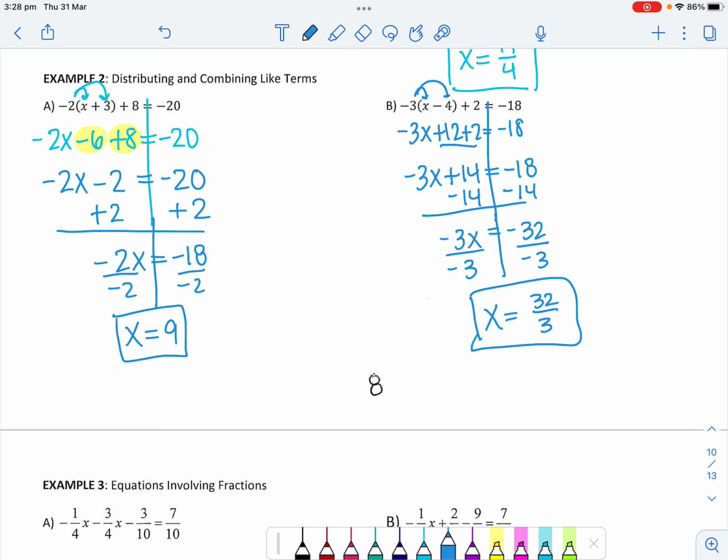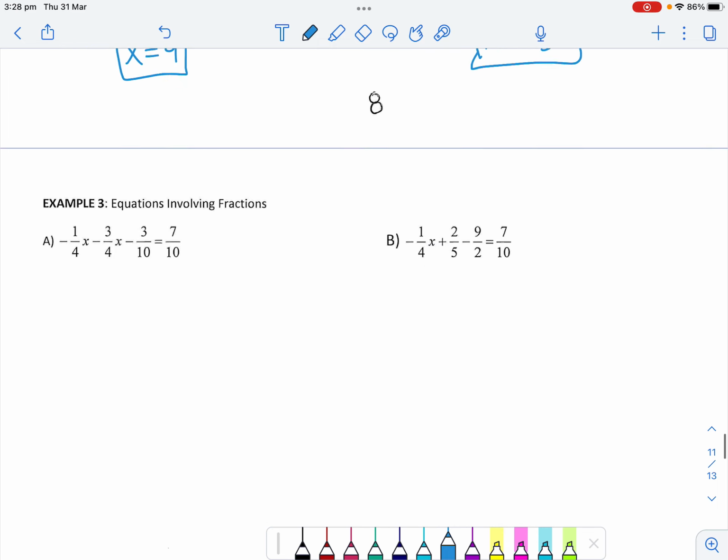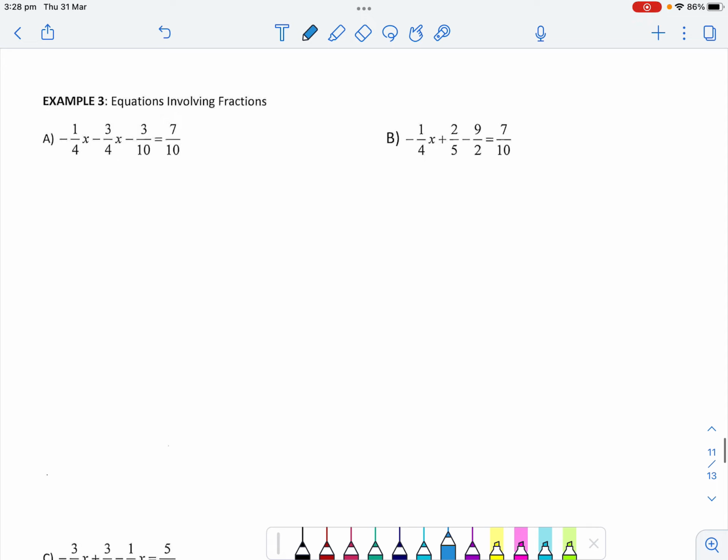So there's that. So we've got distributive property and combining like terms. And now we're going to do some equations involving fractions. Now for these equations involving fractions, the first thing we are going to do is clear the fractions, what we call clearing the fractions. We're going to get rid of them.